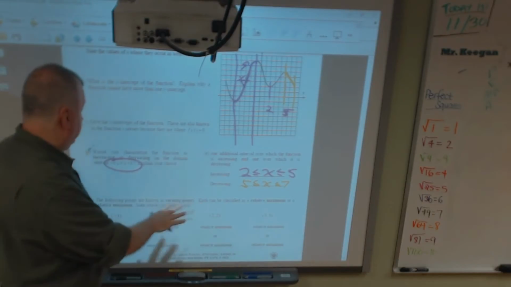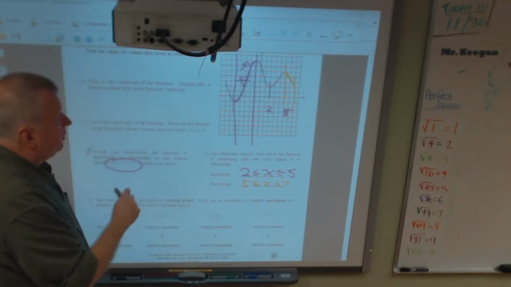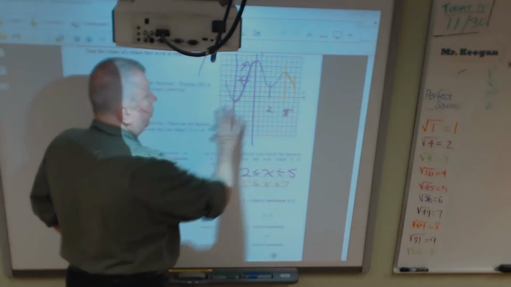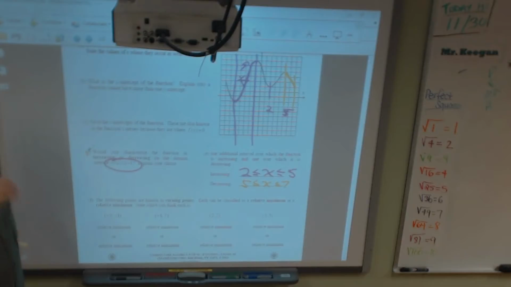The other thing is, actually, they don't talk about this yet, but I might as well talk about this now. There's another thing they talk about, which is where is the function positive or negative?